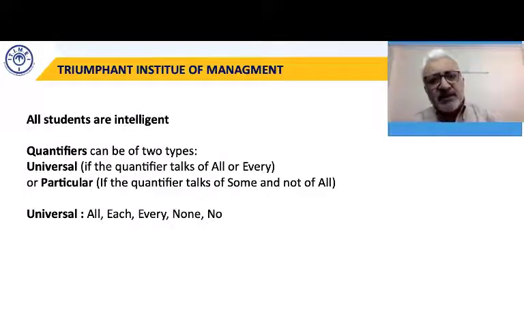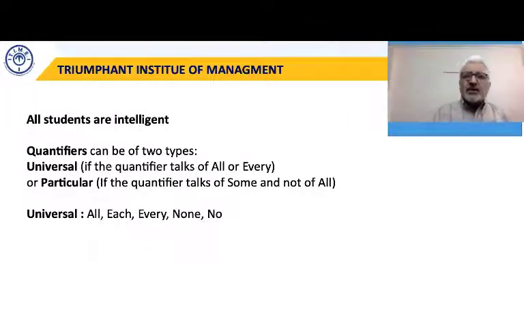What if I say none of the students is foolish? If I say none of the students is foolish, am I still talking about all the students? Do I know about all the students when I say none of the students is foolish? The answer is yes. Hence, none is also a universal quantifier.